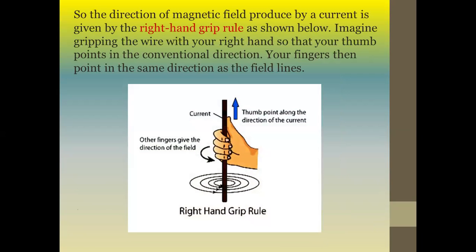That is why it is known as the right hand grip rule, because you are gripping the current carrying conductor in your right hand. Don't worry, it will not be harmful for you because the wire will be covered with some insulation. So the direction of the current is upward, and the right hand's thumb indicates the direction of the current. The curl of the fingers is in the direction of the magnetic field lines.